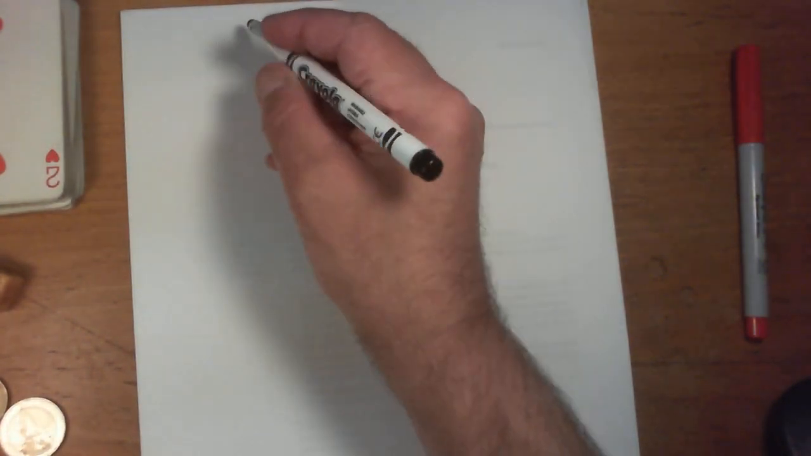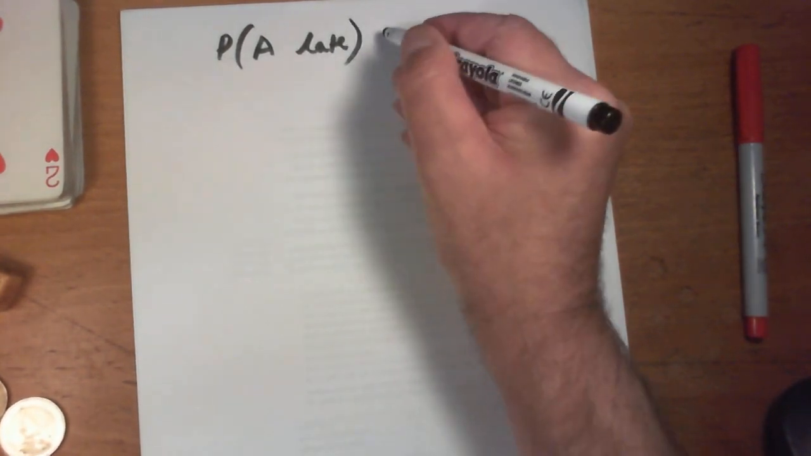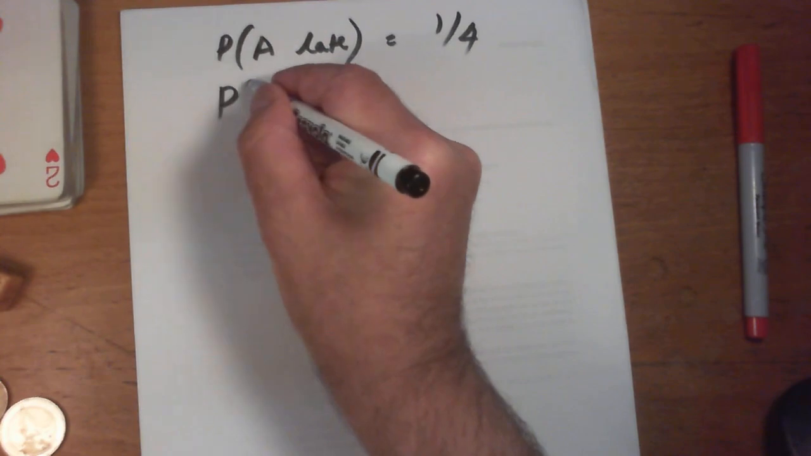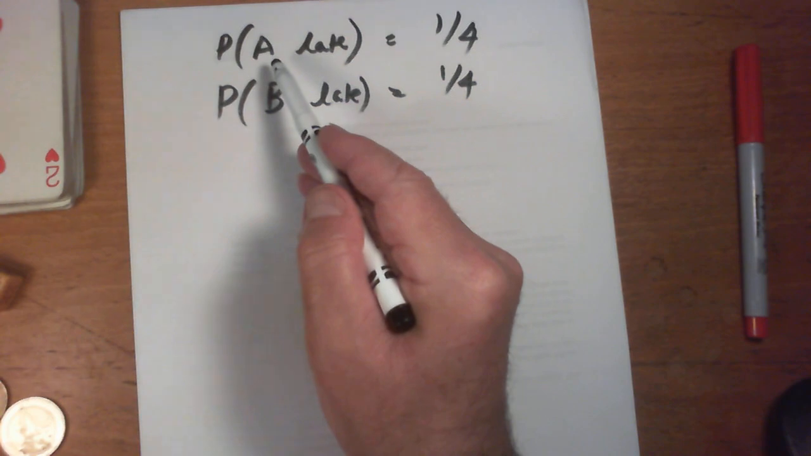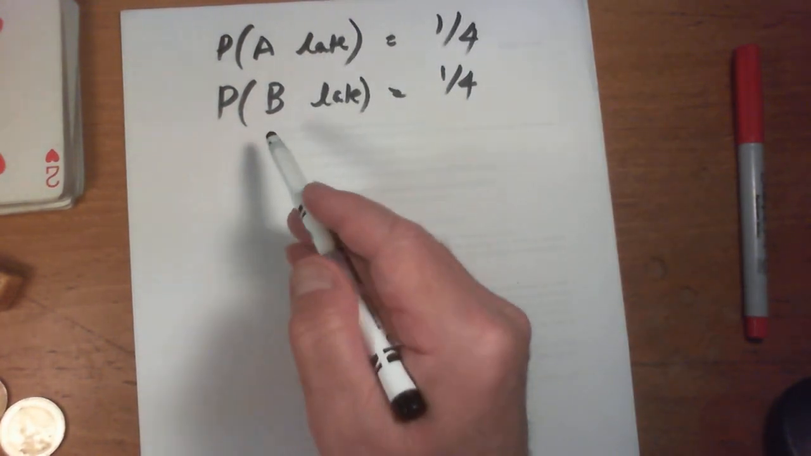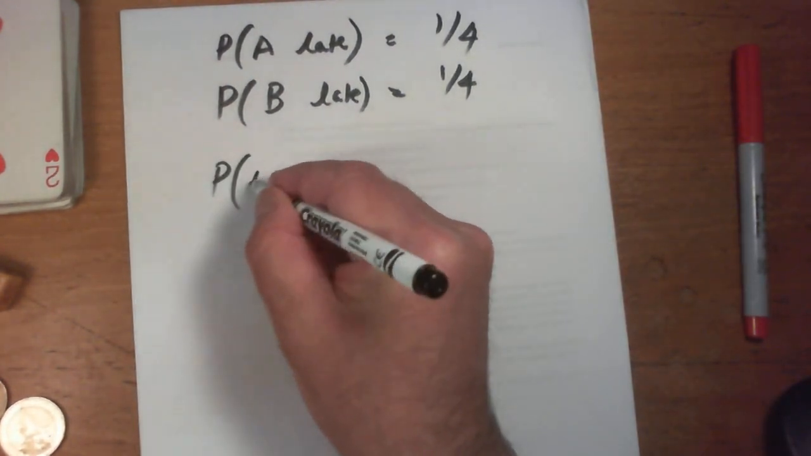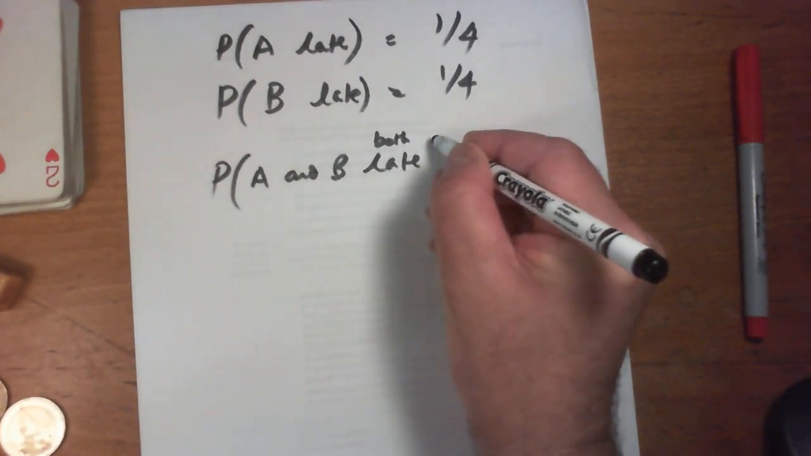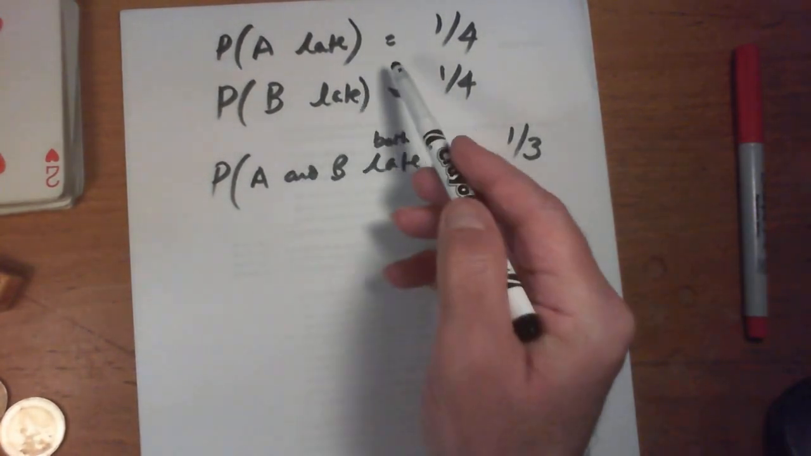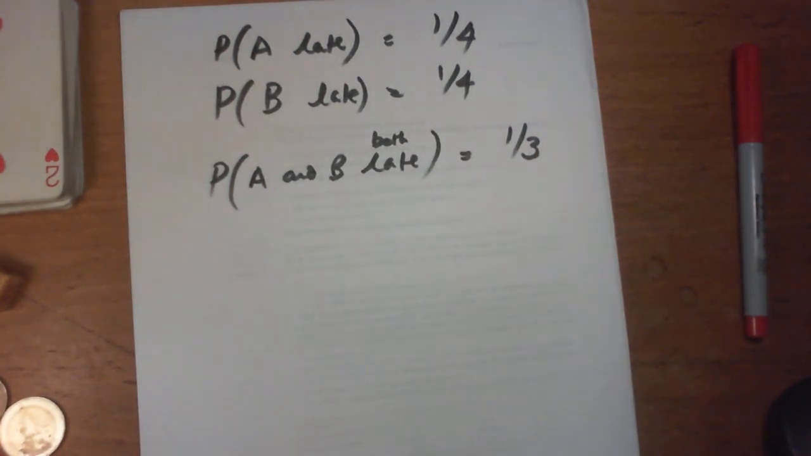For example, you could have a situation where you've got two people. Probability of person A being late for work is a quarter, and probability of person B being late for work is a quarter. Okay, so those are the separate probabilities. But the probability that on a particular day A and B will both be late is a third.